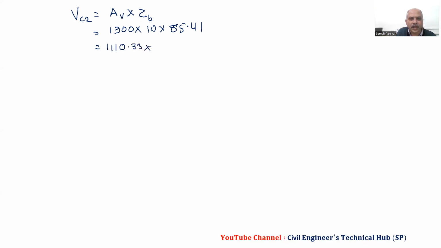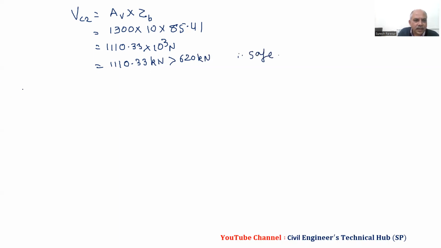And now we will go with VCR. So we have VCR is equal to AV into tau B, and AV we have 1300 into 10, and tau B we have 85.41. And from this we will get the value of VCR, that is 1110.33 into 10 raised to 3 Newton, which is equal to 1110.33 kilonewton, greater than 620 kilonewton, and therefore safe.